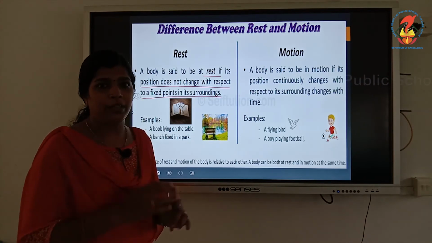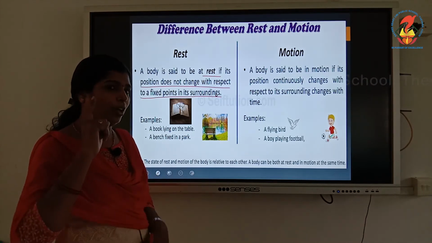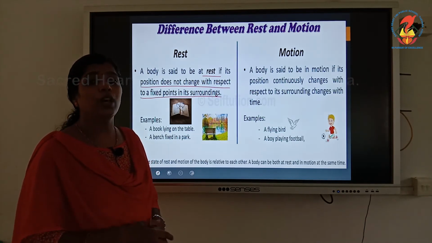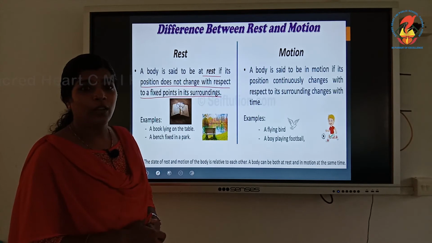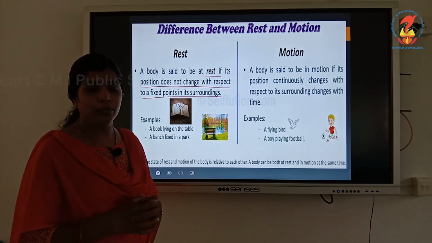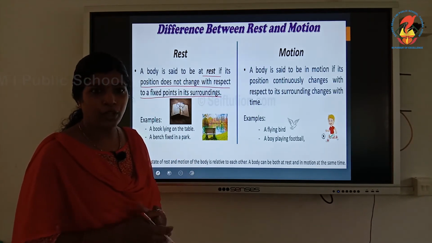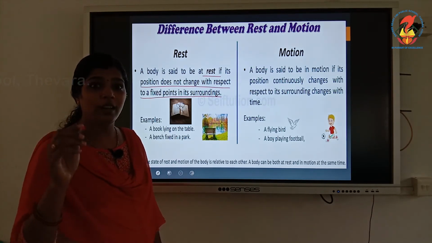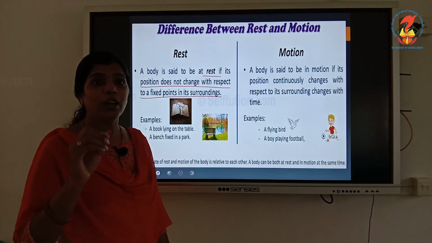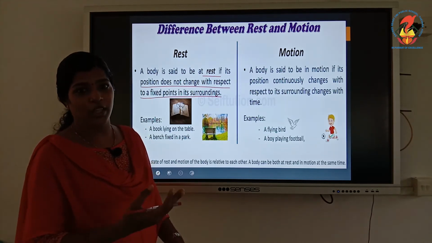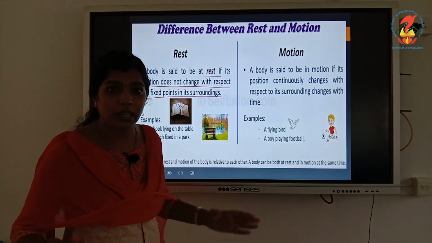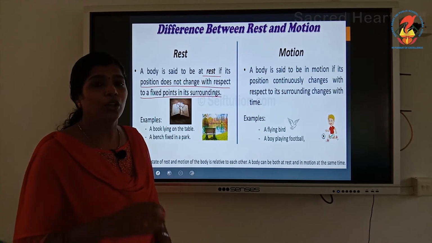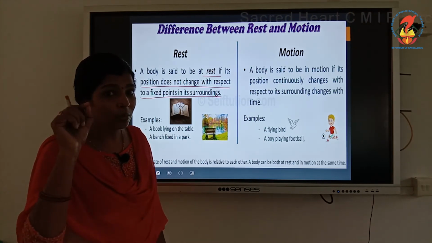Now consider another example. During your PT period or games period, normally you will be there in the ground. So what is your position? You are playing football, volleyball, whatever. So what is your state? You are in motion. Your position will be changing with respect to the ground. So, your state is in motion.